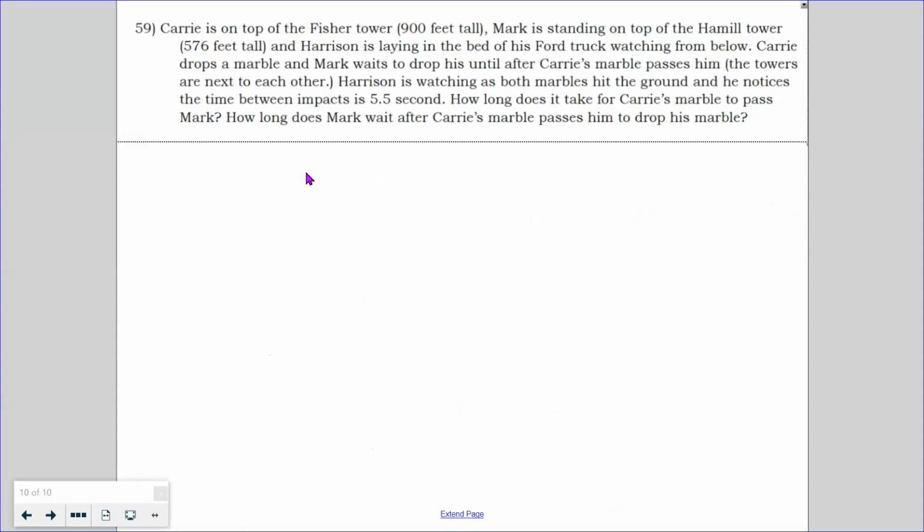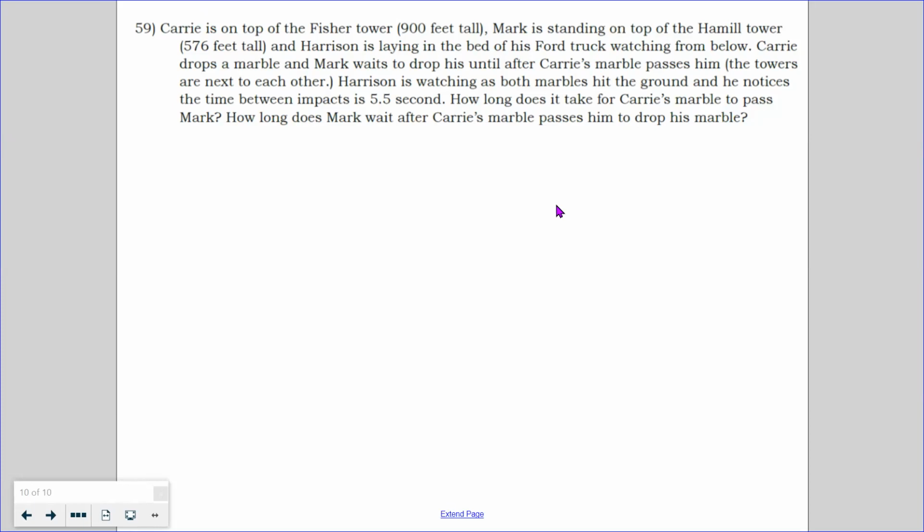So Carrie's on top of Fisher Tower, which is 900 feet tall. Mark is sitting on top of a tower 576 feet tall, and Harrison is lying in the bed of his Ford truck, watching from below. Carrie drops a marble, and Mark waits to drop his until after Carrie's marble passes him, because they're right next to each other. We don't know how long Mark waits after Carrie's marble drops, but he does wait until after it passes him. Harrison is watching as both marbles hit the ground, and he notices the time between impacts is 5.5 seconds. How long does it take Carrie's marble to pass Mark, and how long does Mark wait after Carrie's marble passes him to drop his marble?